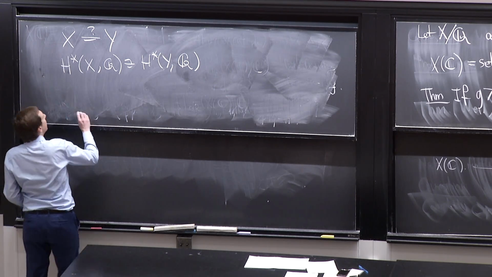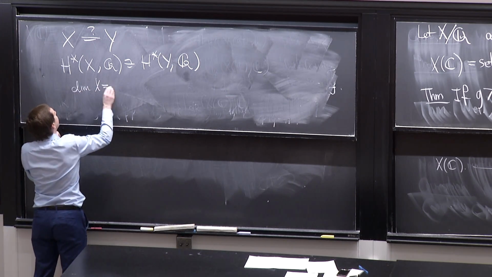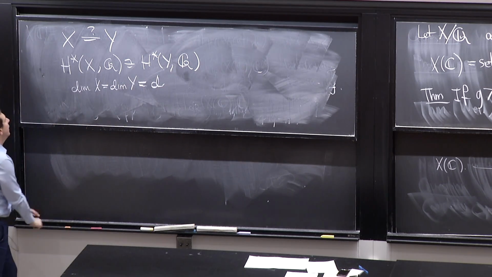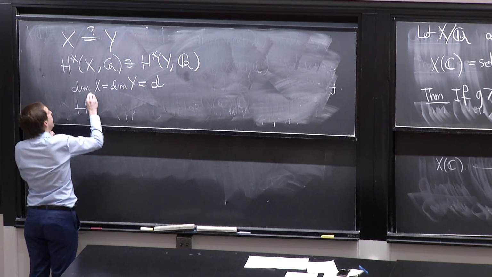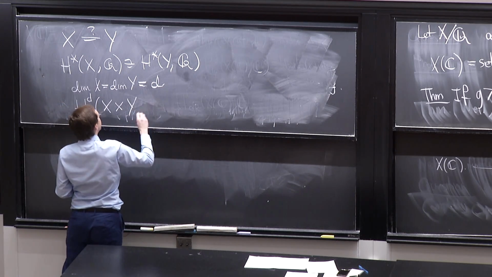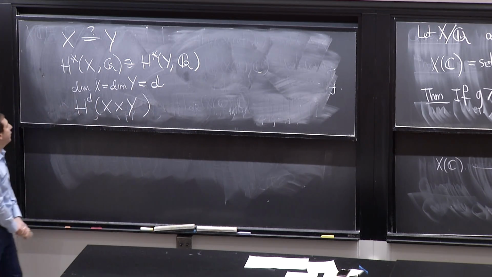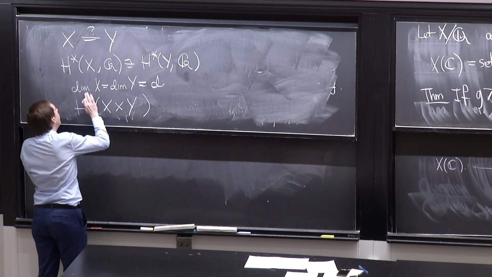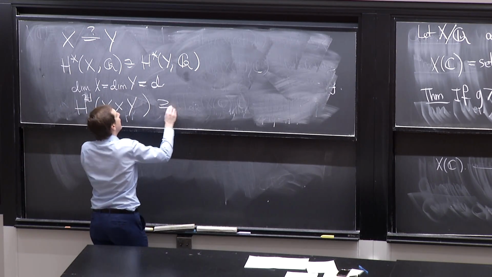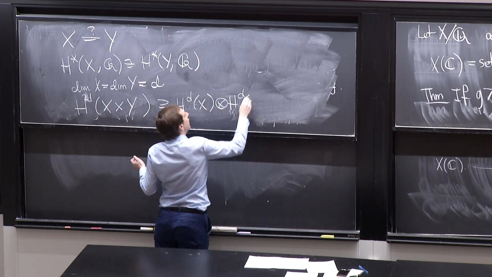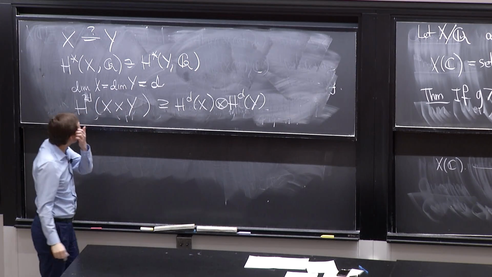So why is that good? Well, now let me just suppose that the dimension of x is equal to the dimension of y is equal to d. So now I want to look at the cohomology in degree d of x times y. Let me leave out the coefficients. So by the Künneth formula, the cohomology of x times y in degree 2d sees the cohomology of x tensor the cohomology of y.